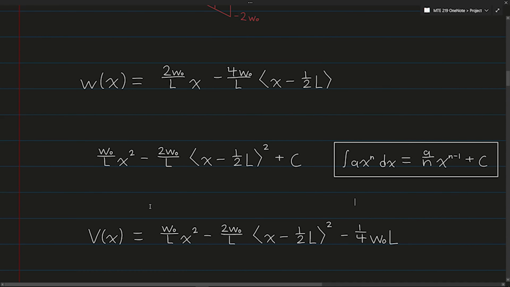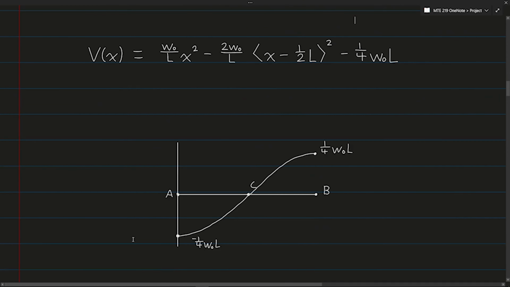Now, if we graph this function, we get something that looks a little bit like this. And you can see the shear force in our beam goes from what it is at point A over here to what it is at point B over there.